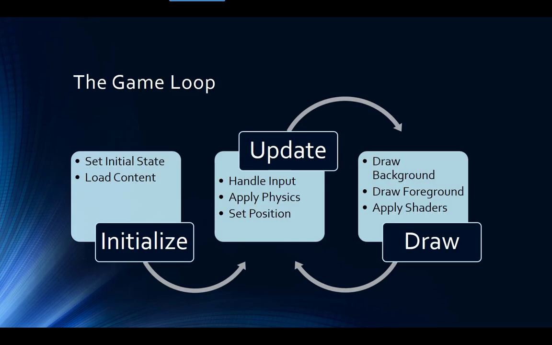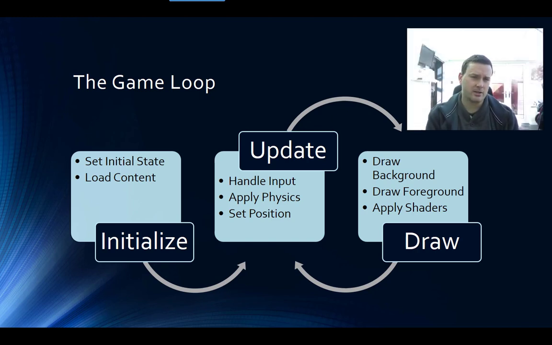Now, to better detail this, we have the initialize portion. This is when your game starts. This is where you're setting up your scene, getting things ready, loading content in. You then have your update loop, where you're handling any input, applying physics, changing positions of things on the screen. And then you have your draw loop, which is where you say, right, I've updated everything else, now draw. And this goes in an eternal cycle between updating where things are and drawing them on the screen. Update, draw, update, draw. And that goes on and on until your game stops.